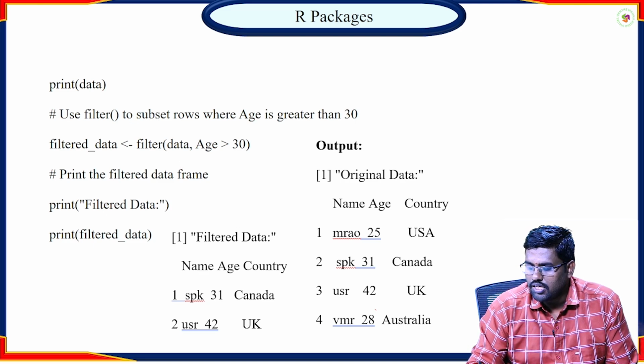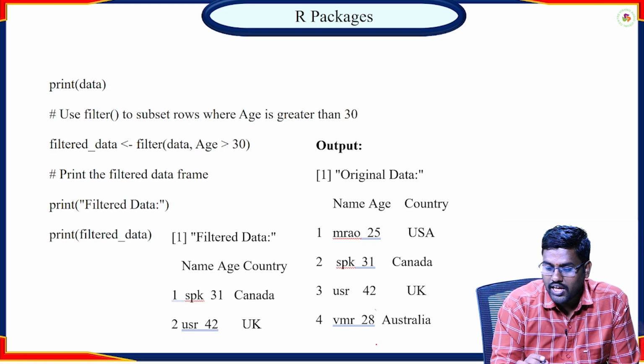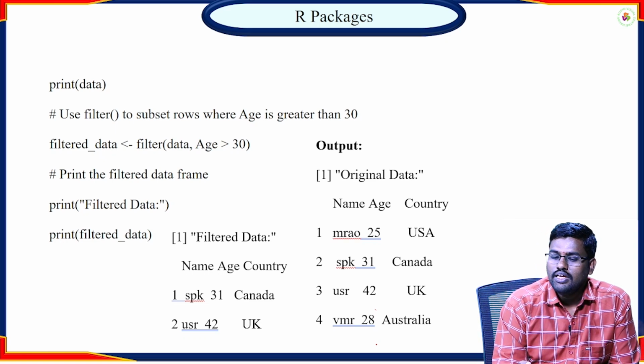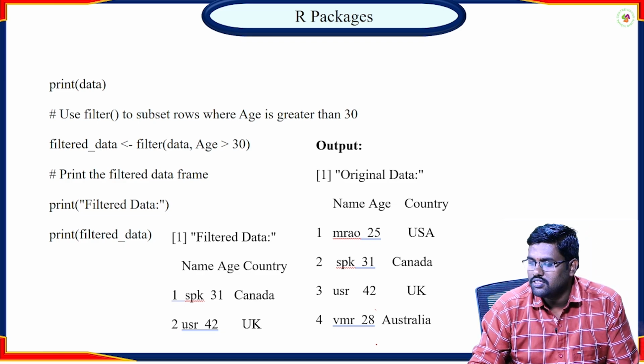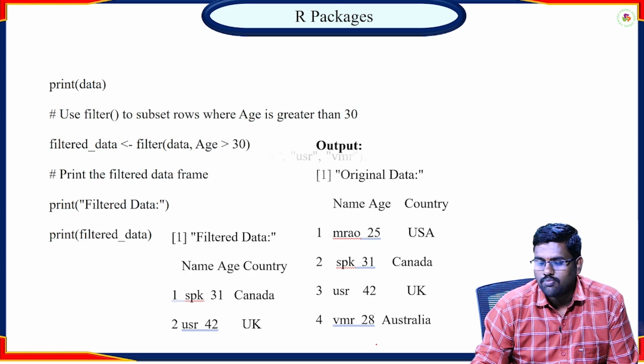Age greater than 30 means SPK 31 Canada will be printed, and next one ESR 42 UK will be printed. Why? Because the other two, MRAW and VMR, contain the ages 25 and 28. So we are already given the filter of variable name comma age is greater than 30. So we are giving some constraint to that particular data values, and based on our constraint the values will be printed like this. So this is about the filter method.